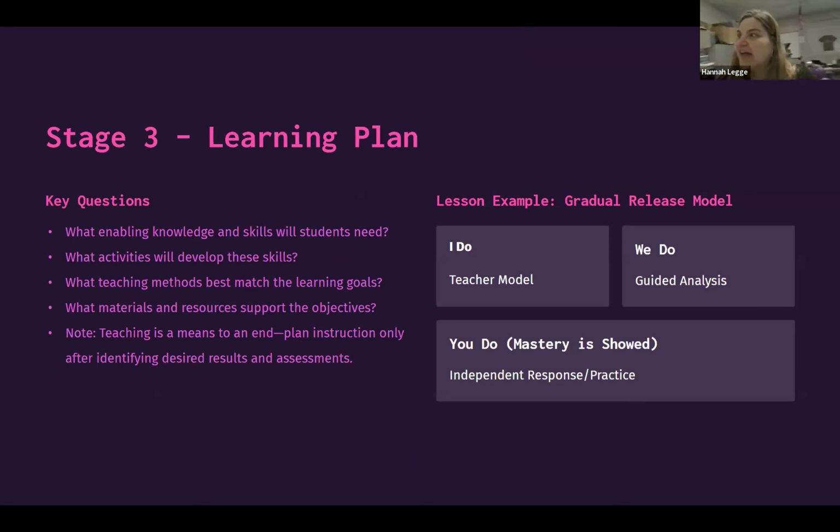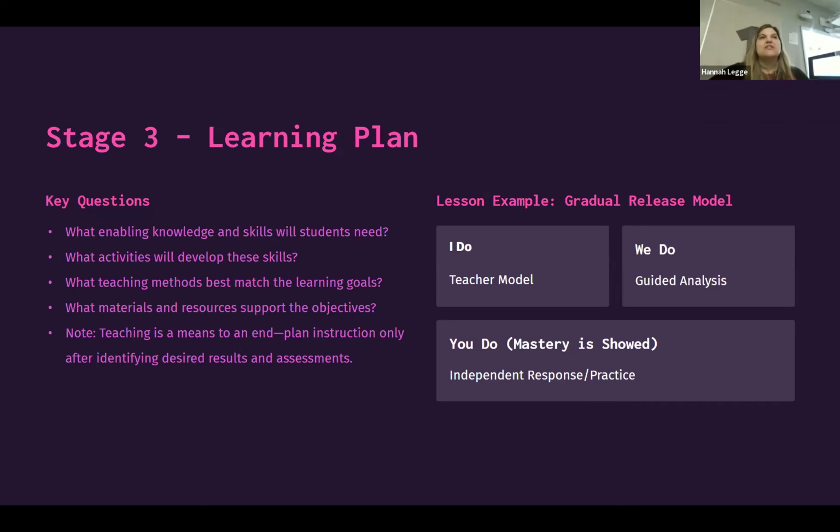However, on the left side, there are key questions. And what that looks like is, what enabling knowledge and skills will students need? What activities will develop these skills? What teaching methods best match the learning goals? And what materials and resources support the objectives? However, through this, I want you to think about what it means, the means to an end. So plan instruction only after identifying desired results and assessments.